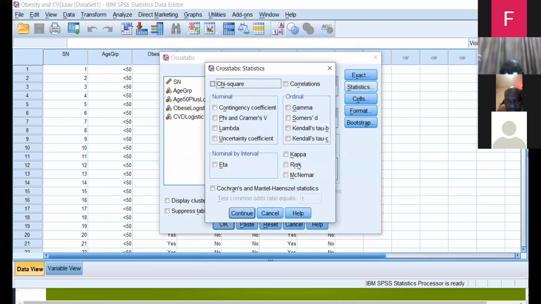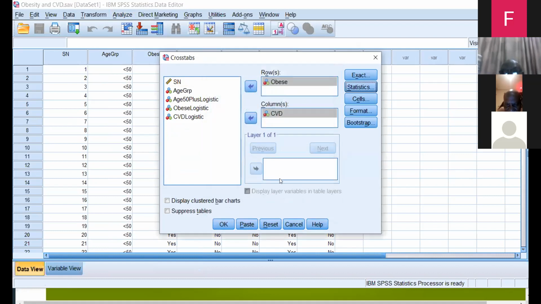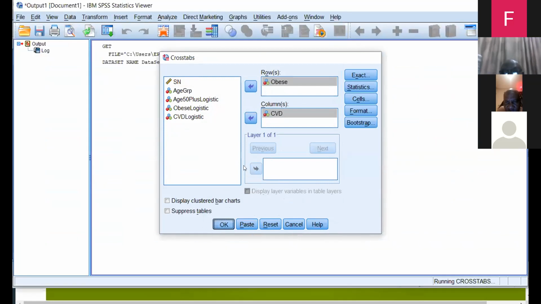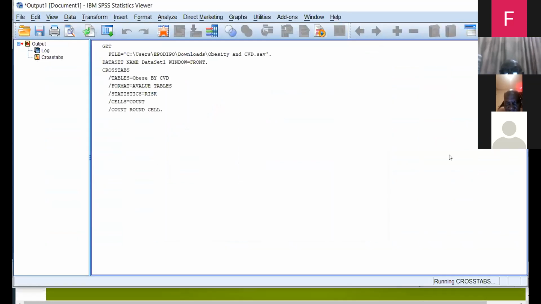So no, you don't need the chi-square. Risk, yes, that's all. Let's just stop there. Okay, it's okay. Yes, we are already seeing the result.